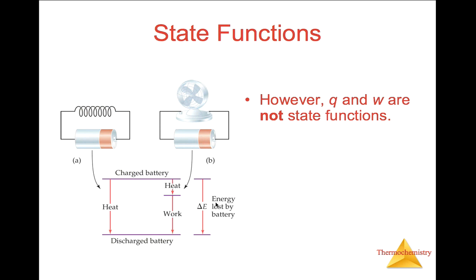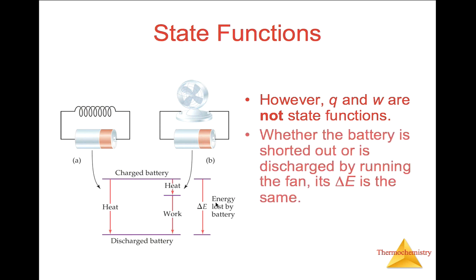However, Q and W are not state functions. Whether this battery in this picture is shorted out, like it would be on a heating coil like this, or it's discharged by running the fan and therefore doing some type of work, the change in energy is the same. But Q and W are different for both of the cases. In the fan, there's some work done because the fan blade actually moves. In the heating coil right here, where it's shorted out, only heat energy is dissipated and no work is done.